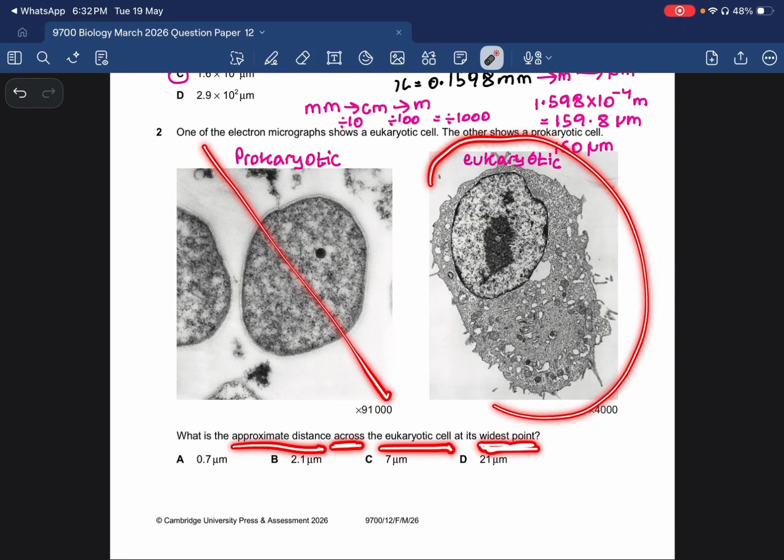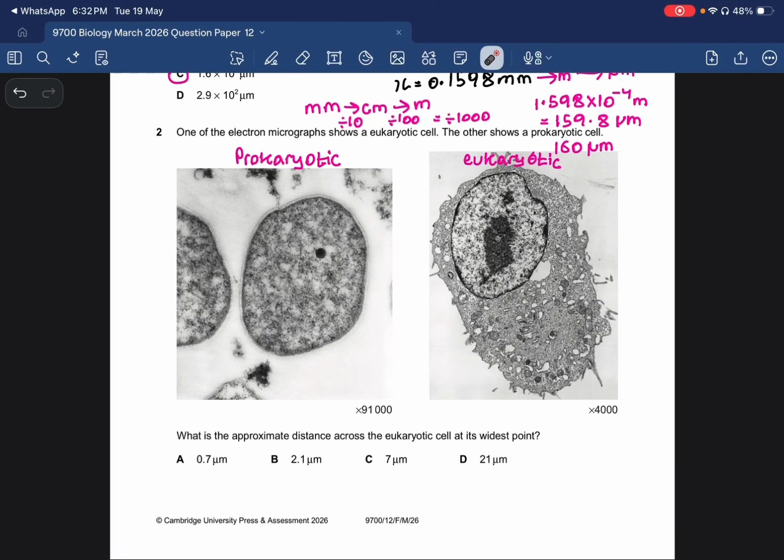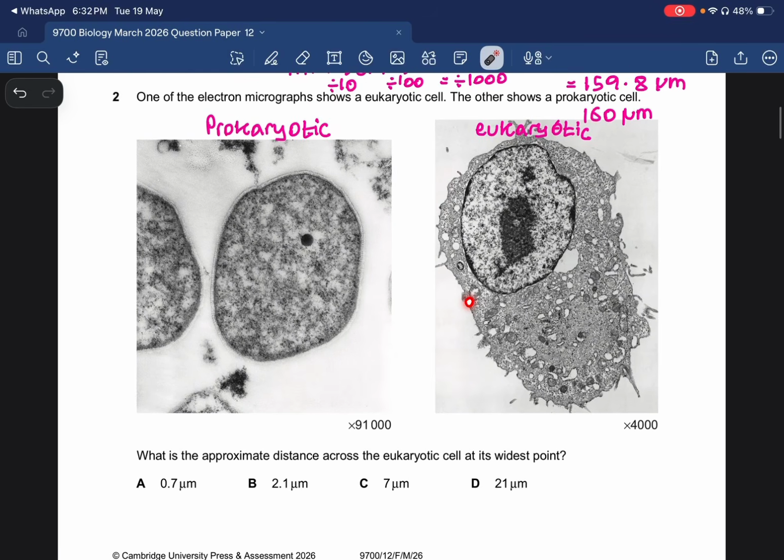So take a look at this eukaryotic cell. What are the two farthest points away from each other? Or what are the 2 points that are the farthest away from each other? Is it this or this? No. Is it this or this? Nope. This or this? Nope. What about this and this? Yes. So now you put one end of your ruler here, the other end of your ruler here, and then you measure this length.